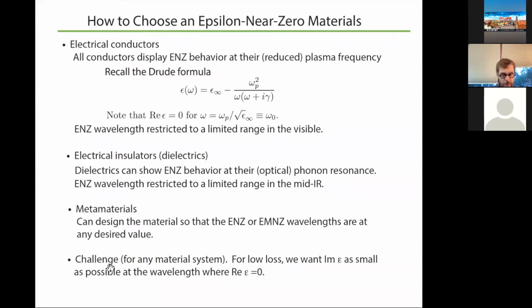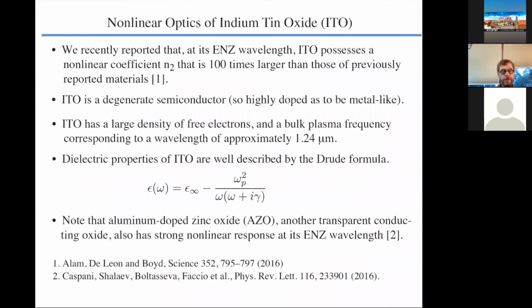However, the challenge for any material system is that we want low loss. That means we want the imaginary part of epsilon to be small at the wavelength where the real part of epsilon is small. That is not impossible, but these two conditions usually do not go together. So that is the challenge that we have in choosing materials.